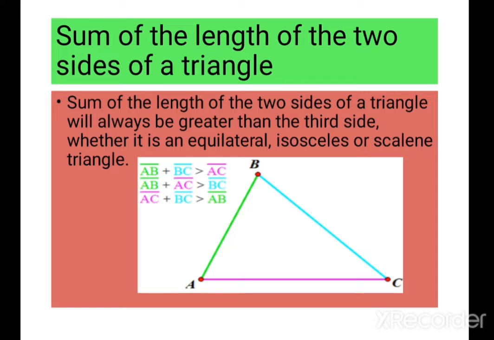As you can see in triangle ABC, the sum of two sides will always be greater than the third side. We can take three pairs here. AB plus BC will be greater than AC, AB plus AC will be greater than BC, and AC plus BC will be greater than AB. So, in all three cases, the sum of the lengths of two sides of the triangle will always be greater than the third side.